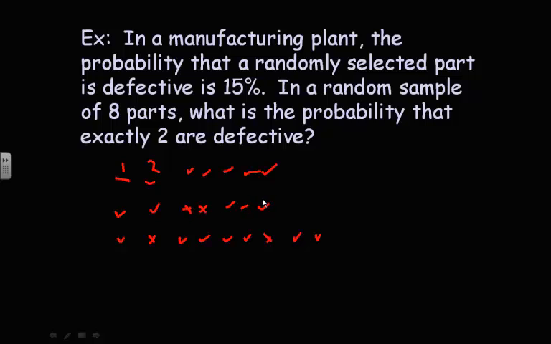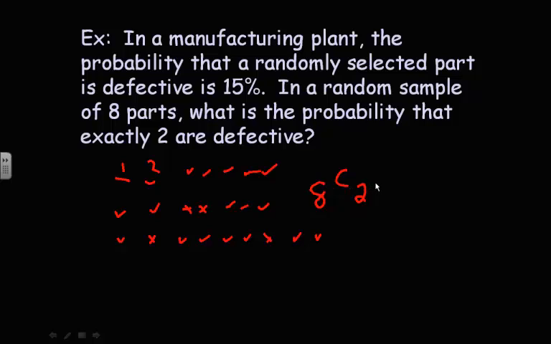Hopefully you remember from 9th grade Prob Stat that the way you calculate this is with a combination. A combination because the order doesn't matter. It doesn't matter what order they're in. We just want 2 to be defective. So if we're going to find a combination, it's going to be 8C2. That's the number of ways that we could get 2 defective.